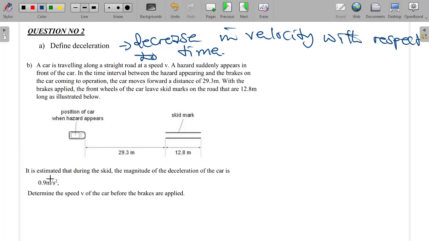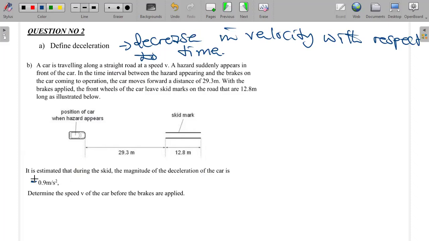It is estimated that during this skid, the magnitude of the deceleration of the car is 0.9 meters per second squared. Since it's deceleration, this should be negative, since we are experiencing a negative change in velocity. Determine the speed v of the car before the brakes are applied. As simple as that.